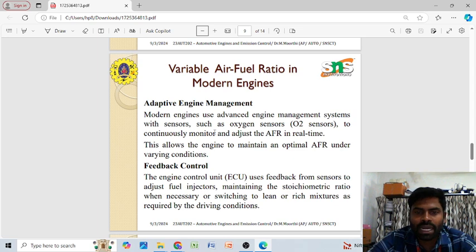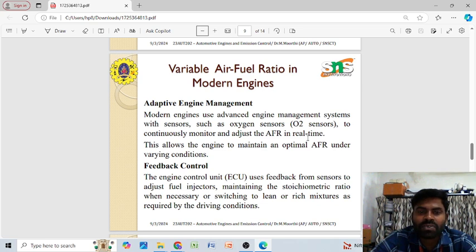With adaptive engine management, modern engines use advanced engine management systems with sensors such as oxygen sensors to continuously monitor and adjust the air fuel ratio in real time. In a modern engine, many sensors are fixed in the vehicle to monitor the continuous process. The oxygen sensor is placed in the engine to measure the quantity of oxygen, which is the major factor in the combustion process and directly affects the combustion.